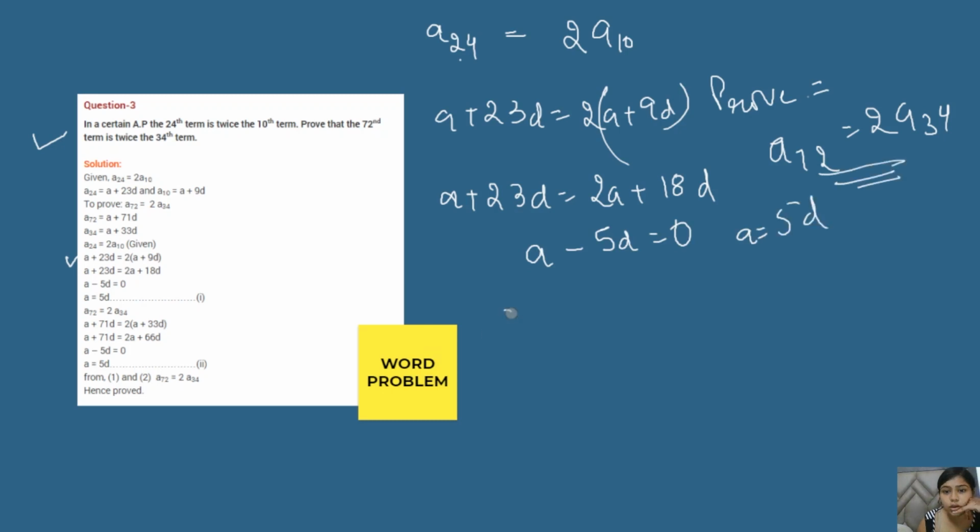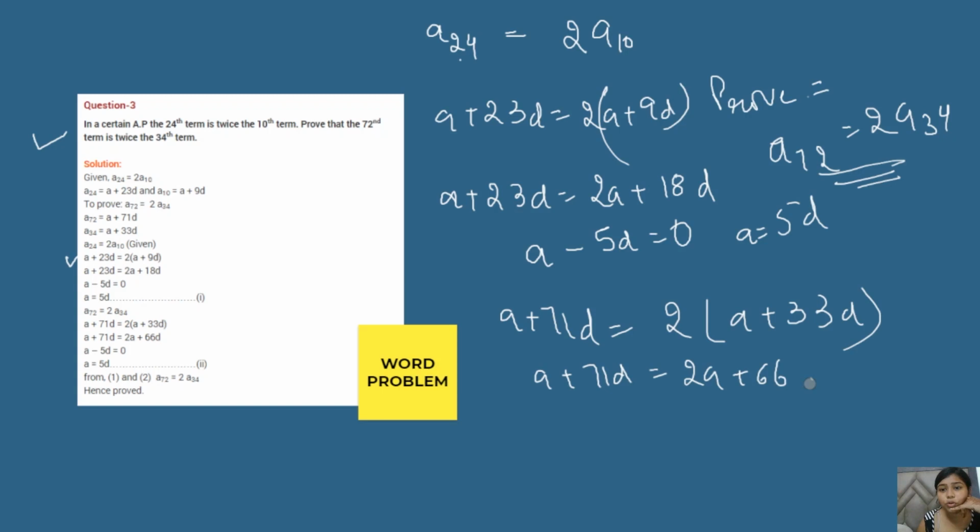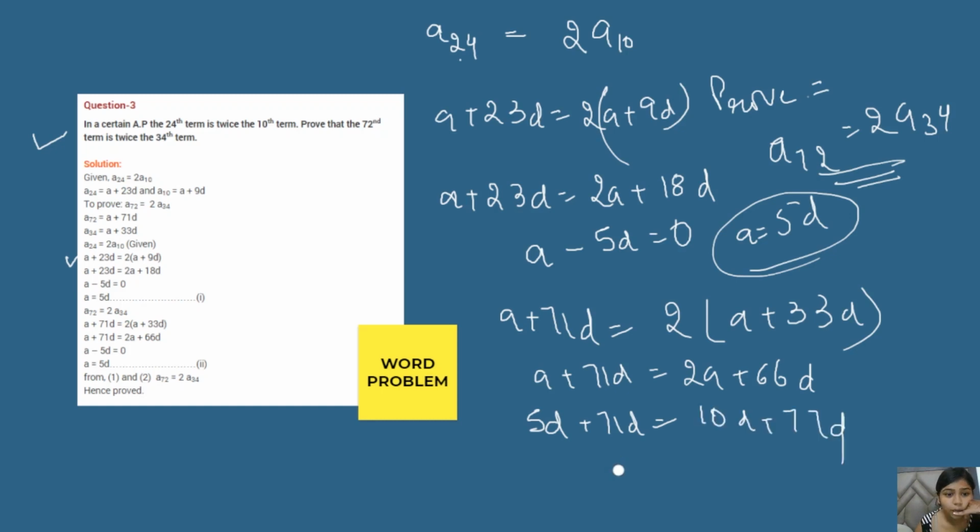Just write it down. A plus 71D equals twice of A plus 33D. We'll be getting A plus 71D equals 2A plus 66D. Put the value of A from this into this. 5D plus 71D equals 2 into 5D, that is 10D plus 66D. So A is equal to 5D.